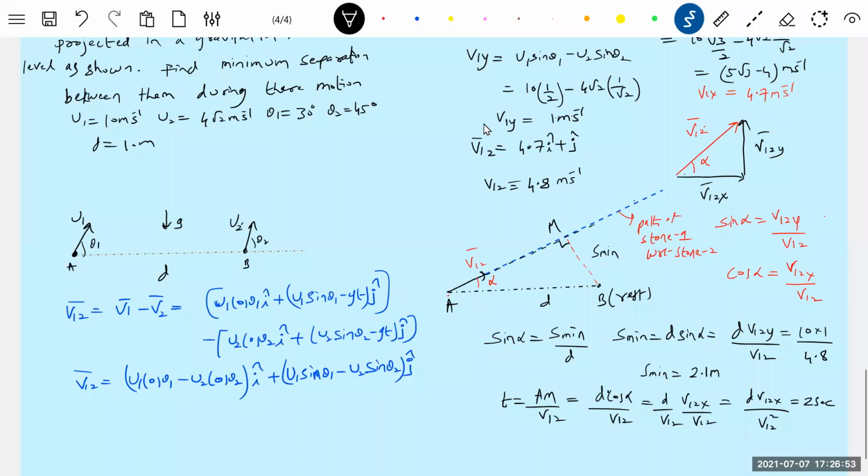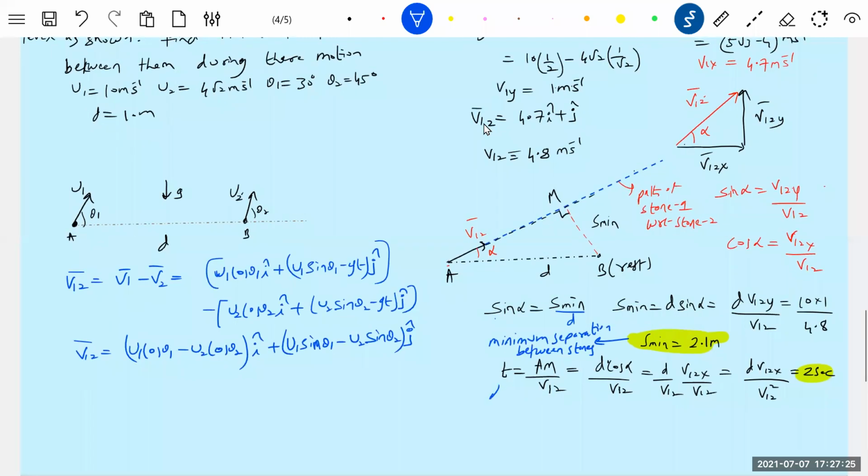Okay, we have this much of the answer. So the time at which the separation is minimum, this is the thing. So what is that minimum separation between the stones? I should write here S minimum. Then the time at which the separation between the stones is minimum, what is this T we should write? Time at which the separation between the stones is minimum.